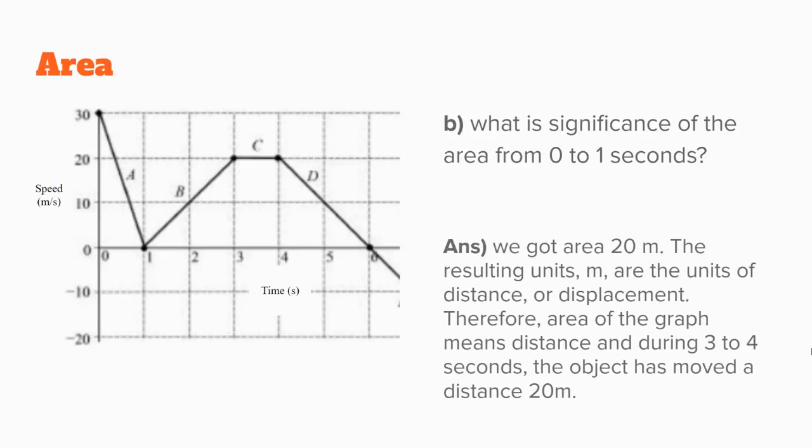So again, what is the significance of the area from 3 to 4 seconds? We got an area 20 meters from the previous slide. The resulting units, meters, are the units of the distance or displacement. We're going to learn that in the next videos. Therefore, the area of the graph means distance, and during the 3 to 4 seconds, the object has moved a distance of 20 meters.